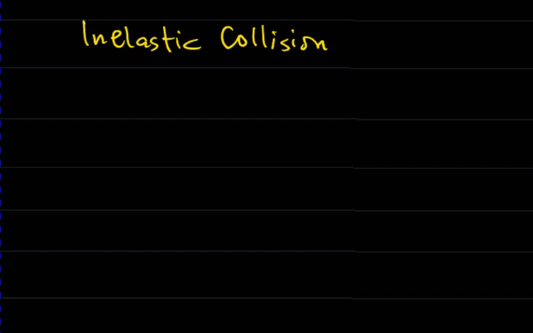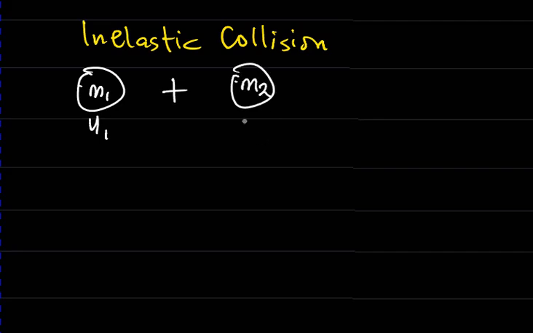As the word inelastic implies, the collision does not involve rebounding. That means when the two objects collide, they don't move in opposite directions, but rather move in one direction, the same direction. How do I illustrate that? I have a mass m1, moving with an initial velocity u1, coming to collide with another mass m2 having initial velocity u2.